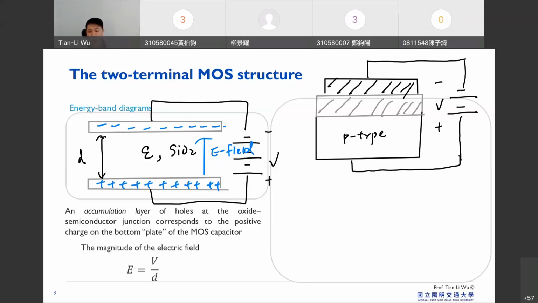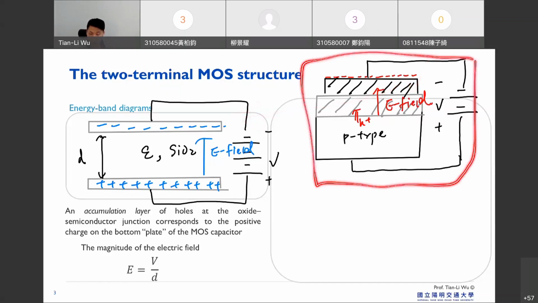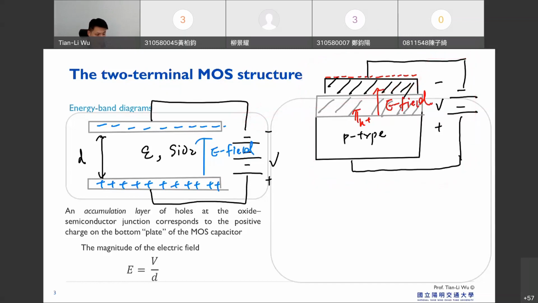So that means positive charge will form on the bottom one. So you will have the holes here from this direction, and then you will have the electrons accumulate on top here. So this leads to the E field as shown here. This one is exactly the same as here, but this one is the real case that happens in the MOS capacitor. So we can also simplify this, considering the case here.